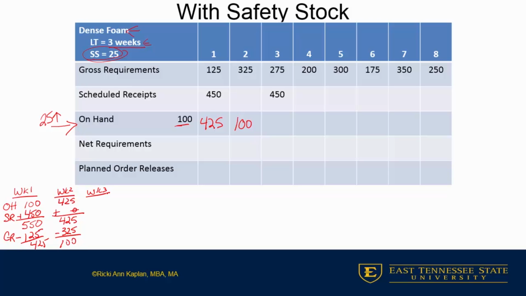Week 3, we start with 100 units on hand. We have a scheduled receipt of 450 units. That gives us 550 units to use during time bucket 3 or week 3. How many do we plan on using? 275 units. That leaves us with 275 units left over to use later. Still above 25, our safety stock is accounted for. We're doing great. Week 4, how many's left on hand at the end of week 3?